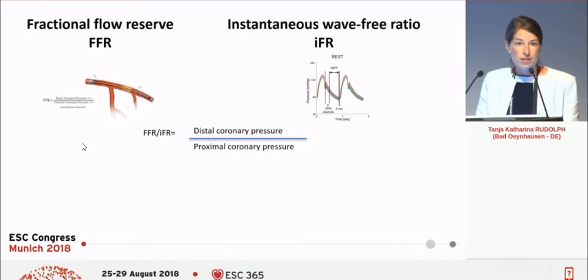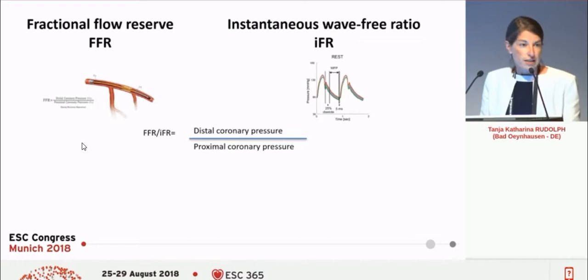So we have on one side the FFR and on the other side the instantaneous wave-free ratio, iFR. Basically with both methods we are measuring the pressure in the coronary artery distal to the coronary lesion and proximal to the coronary lesion. And then we form this ratio, which is displayed here.